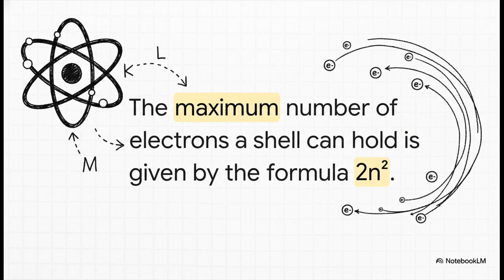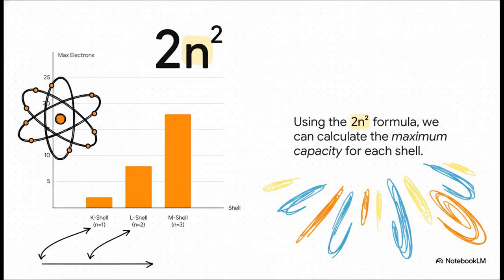All right, let's break down that first and most important rule. The maximum number of electrons that can possibly fit into any given shell is decided by a very simple formula, 2n squared. Here, the letter n just stands for the shell number. So let's actually use this formula. For the very first shell, the K shell, n is equal to 1. So we calculate 2 times 1 squared, which is just 2. So the K shell can hold a maximum of 2 electrons.